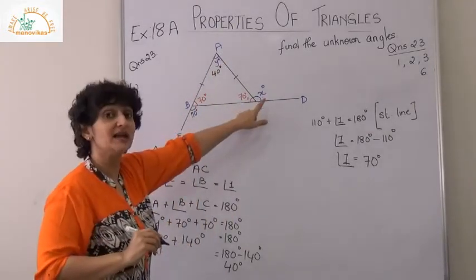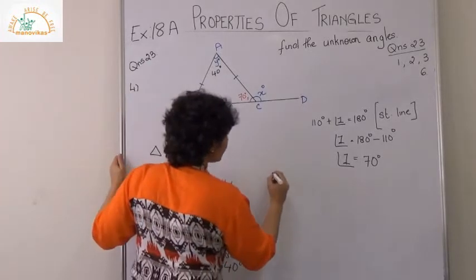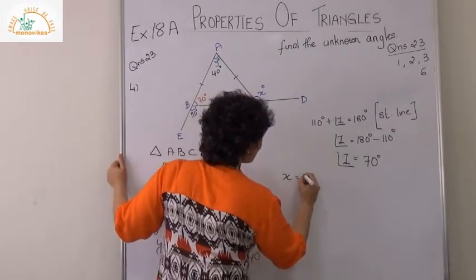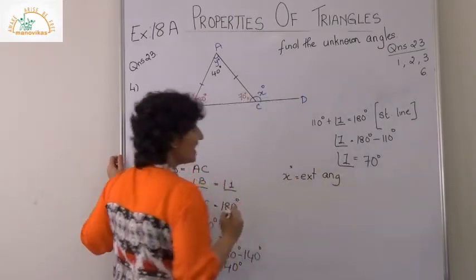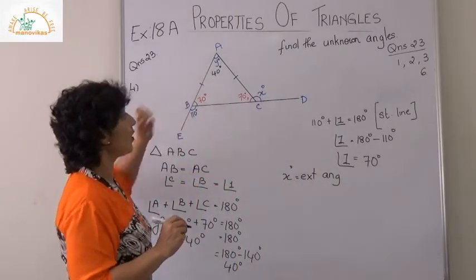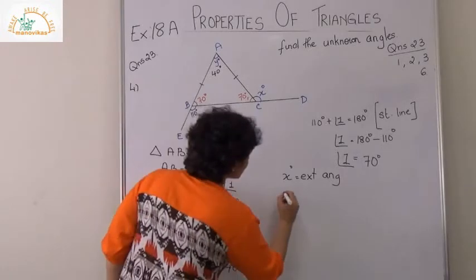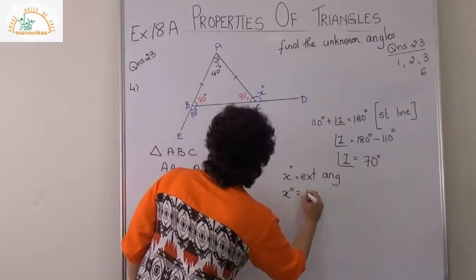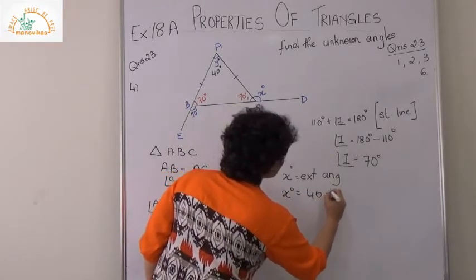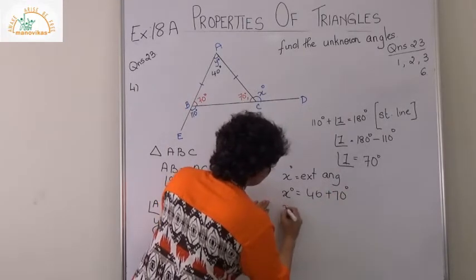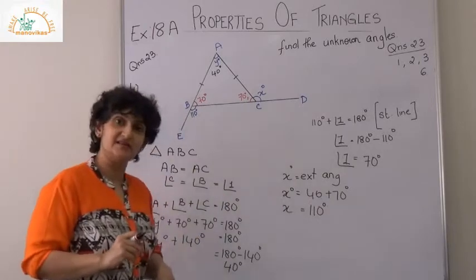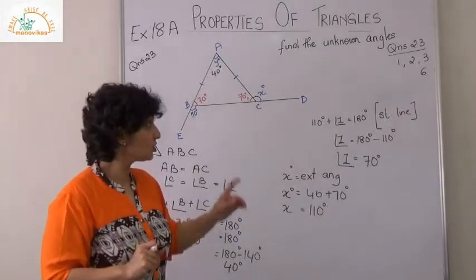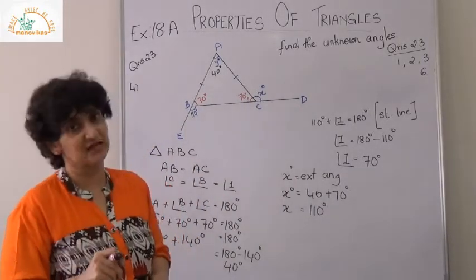Now x is my exterior angle, isn't it? x is your exterior angle, and you know that an exterior angle is equal to the sum of the opposite interior angles. So x degrees is equal to 40 plus 70, where x is equal to 110 degrees. Clear children? Have you understood? So I will do the fifth sum now.